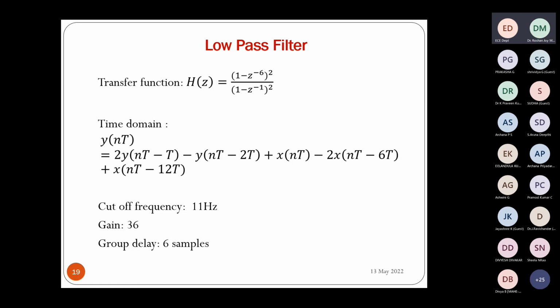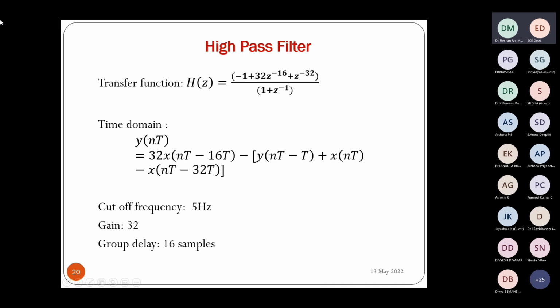In the same way, we can have a filter. The transfer function is this: minus 1 plus 32 z power minus 16 plus z power minus 32 divided by 1 plus z inverse. This is a transfer function. We can compute its inverse z transform to get this time domain representation. So cutoff frequency is 5 Hertz, gain is 32, and group delay is 16 samples here.